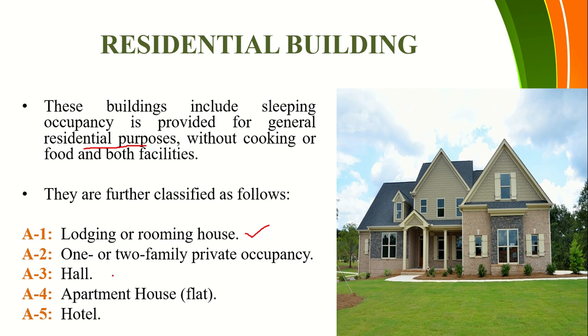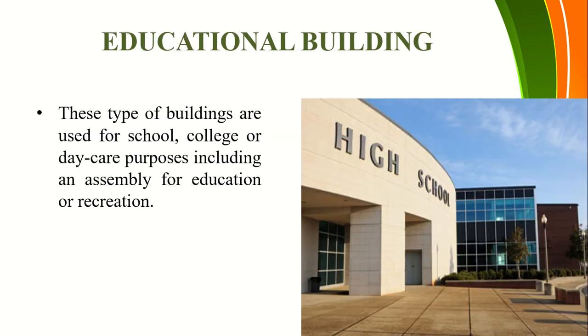A3 is like a big hall, an open hall or a single hall where many people reside. Next, A4 is apartments or flats where a community of people live together. And A5 is hotels. Next comes the second classification based on the purpose, which is the educational building.